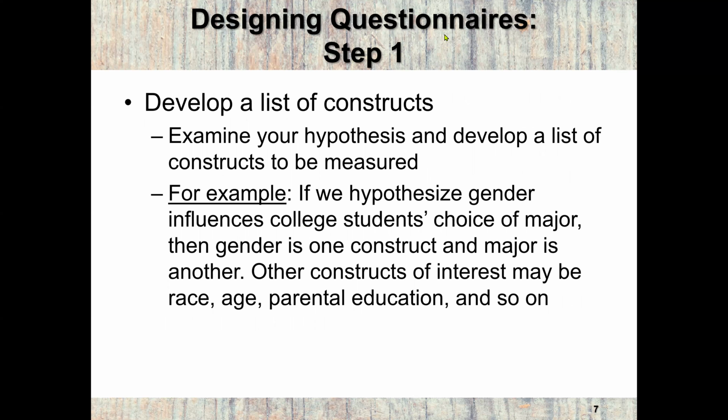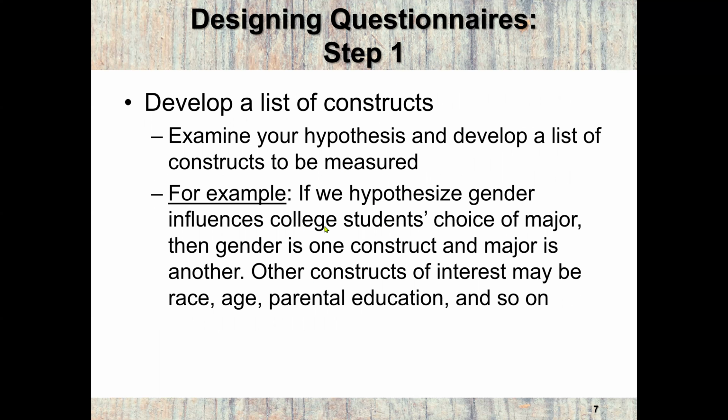So how do we design questionnaires? There are some steps we have to follow, up to 9 steps. So for the first step, we say we should develop a list of constructs. That's very important. This will examine our hypothesis and develop a list of constructs to be measured.